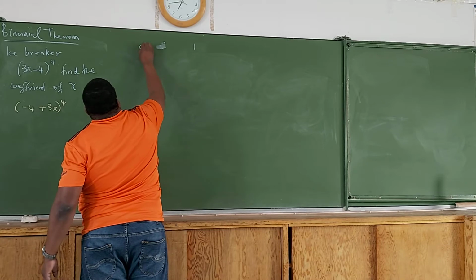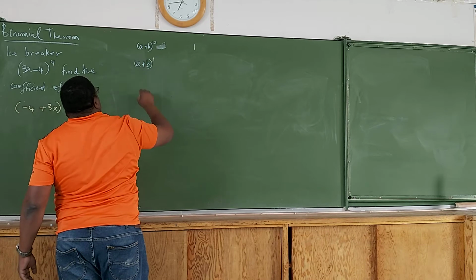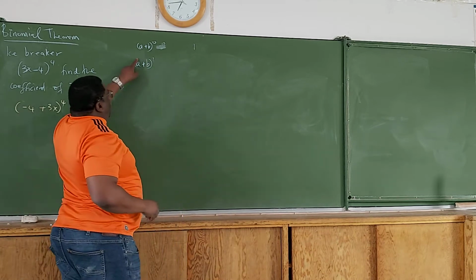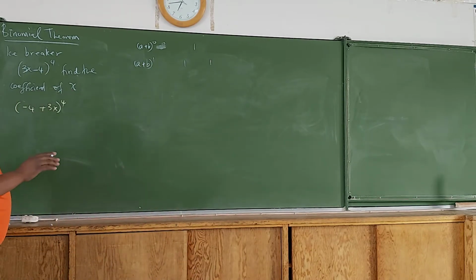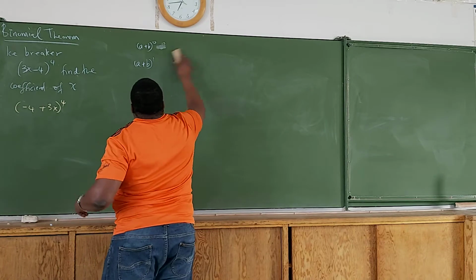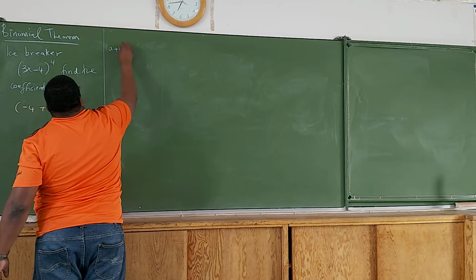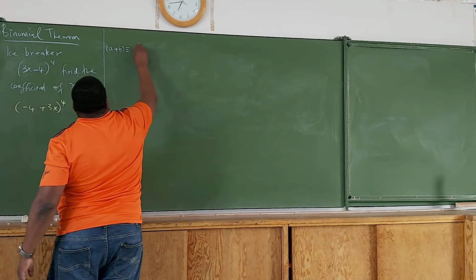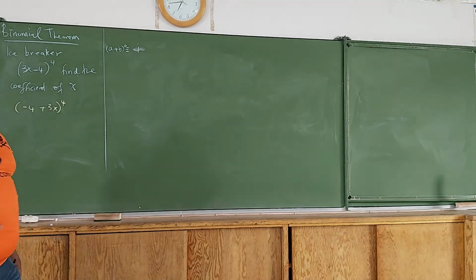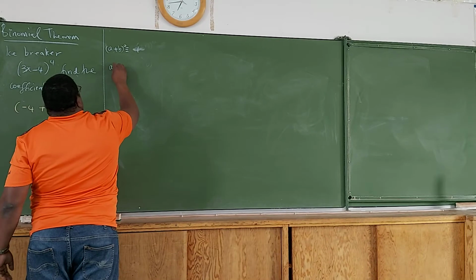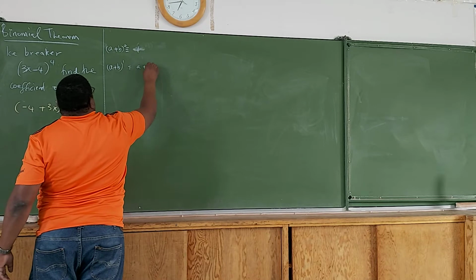(a + b) raised to the power 0 gives you 1. (a + b) raised to the power 1 will also give coefficients 1, 1. Maybe for the sake of clarity, I will write them like this so that you can get an idea. (a + b) to the power 0 is going to be 1. See, I'm using the identity. Then (a + b) to the power 1 is just going to be a + b.